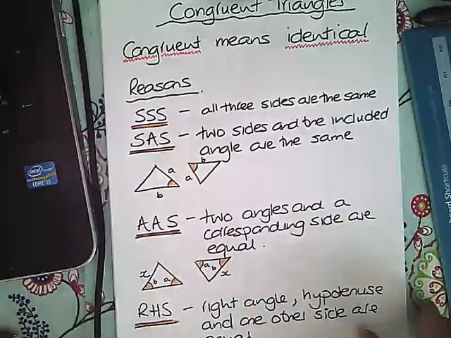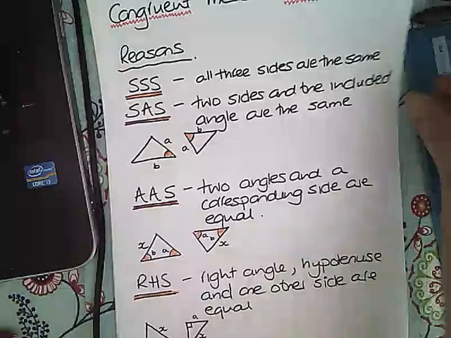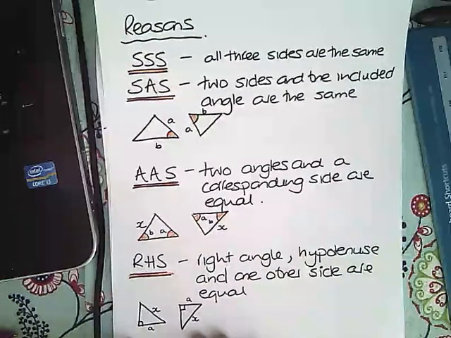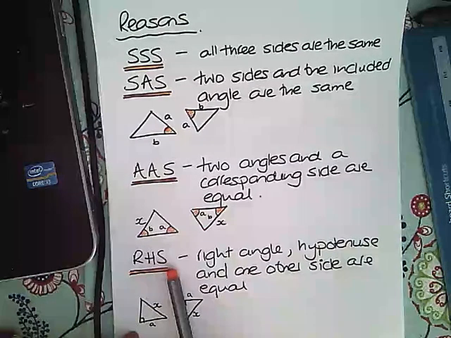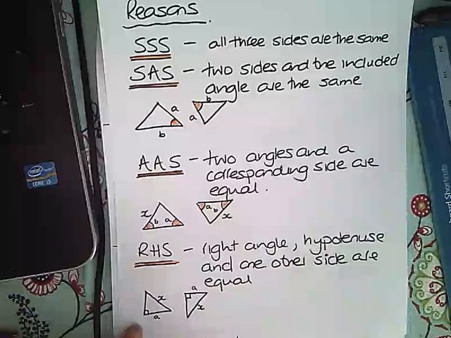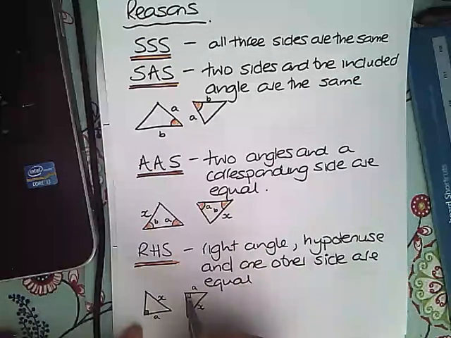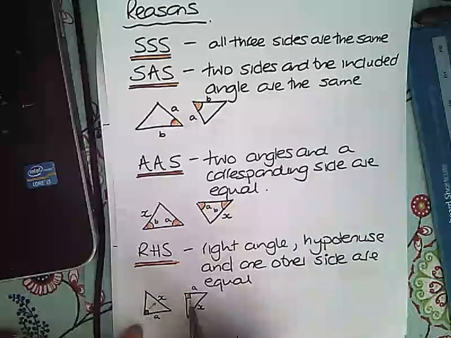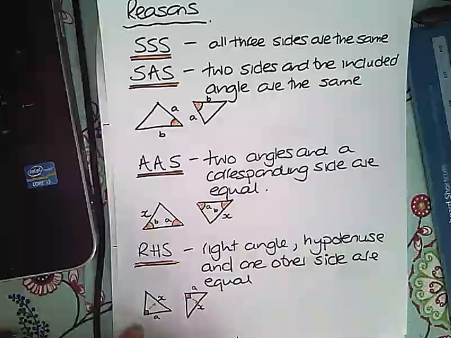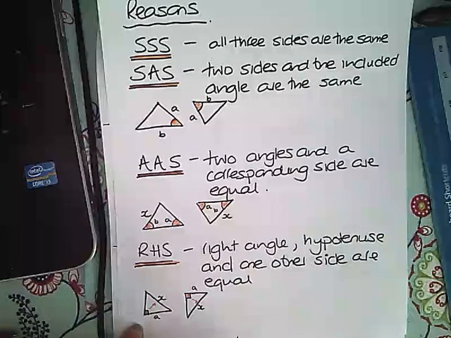And finally, we have the condition which is called RHS, which stands for right angle, hypotenuse, and side. So if you have a triangle with a right angle, like we've got here, and you are given the hypotenuse, the side which is opposite the right angle, and you have one other side in each of the triangles and they're equal, then that is a condition for congruence. You could say that those triangles are identical to one another. You need to learn these four abbreviations and be able to apply them.